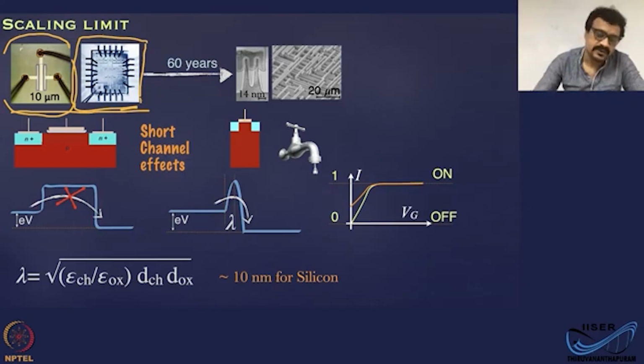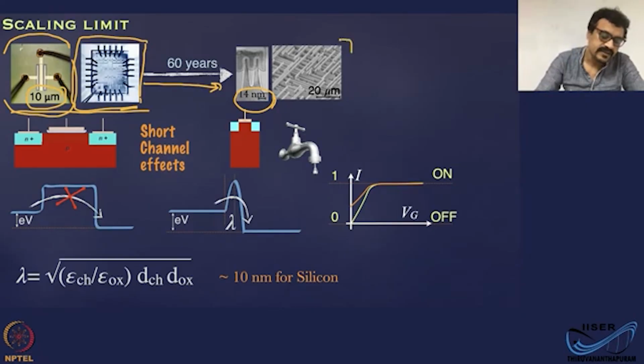What I want to point out in this case is, if you look at the size reduction which has happened over 60 years, it is almost like we have approximately 10 micrometer size for the dimension of the structure, whereas we have something like tens of nanometer. That means 1,000 times smaller, okay, the lateral size.